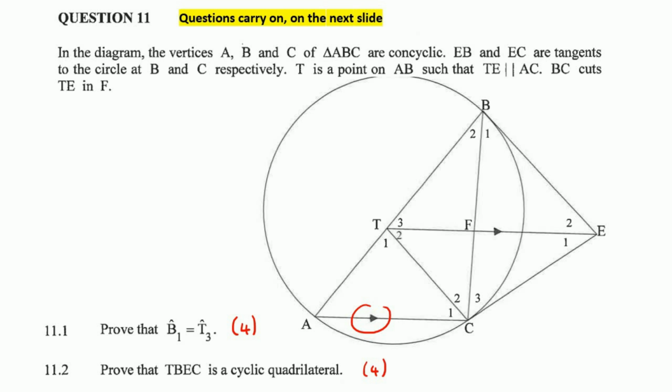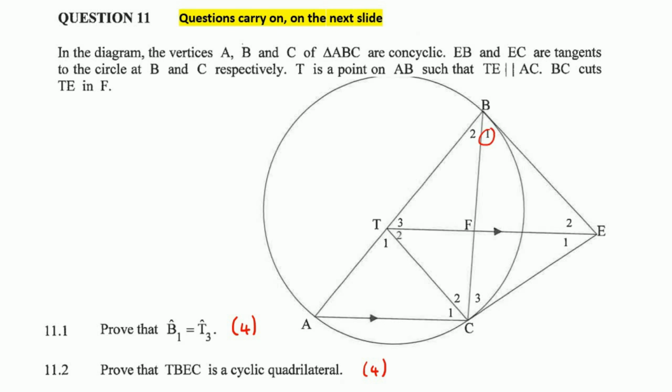So it says prove that B1 is equal to T3. There you are. Okay, I saw it. It's a pretty quick one, actually, guys. So what we know is that you could use C3 or you could use B1, but I'm going to start with B1.